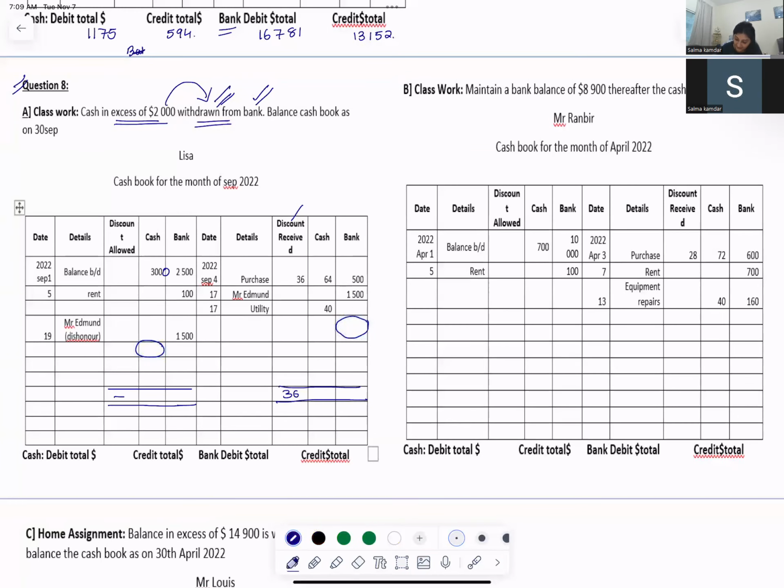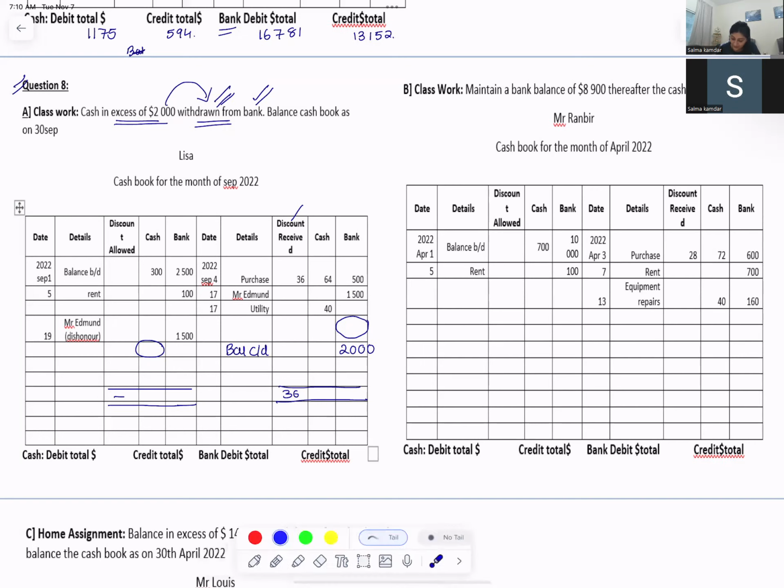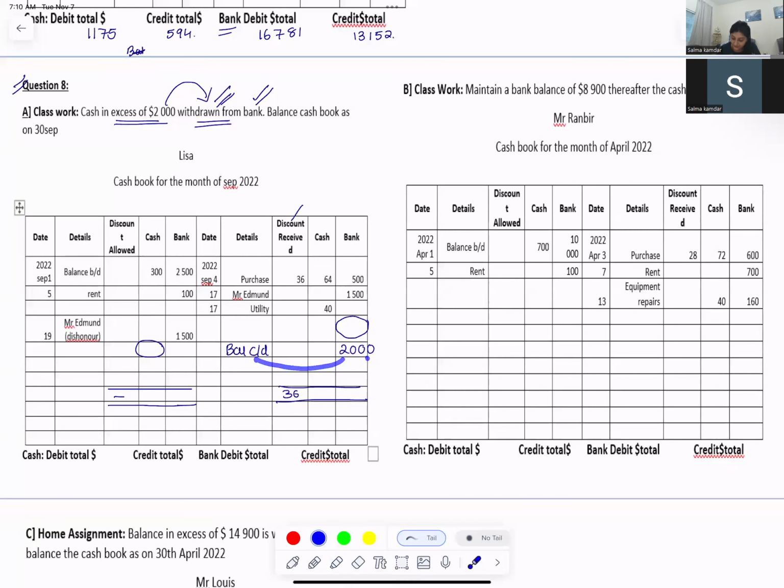This time they have given you the balance closed down for the bank. Anything above 2,000 will go out of the bank. So the balance closed down for the bank is 2,000. The remaining amount you will remove from the bank and put in the cash. Since you are removing from the bank, here you will write cash and here you will write bank, on the last date.